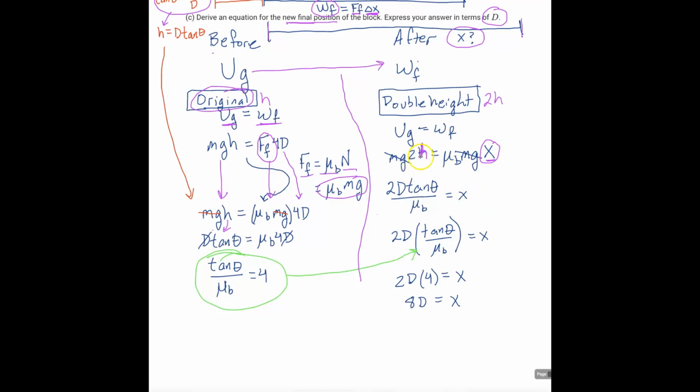We said that h was equal to d tangent of the angle. So we put 2 times d tangent of the angle. And then I moved the mu b, divided both sides by mu b, and I get x is equal to 2d tangent of the angle over mu b. But remember, we said tangent of the angle over mu b is equal to 4. So now I'm going to take that 4 and put it in where I have tangent of the angle over mu b. When I put that 4 in right here, 4 times 2 is 8, and that is 8 times the distance, and that is equal to how far it would slide.